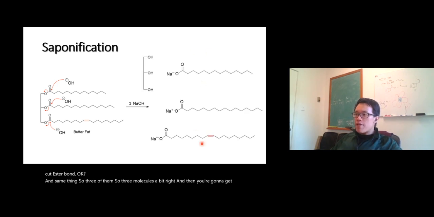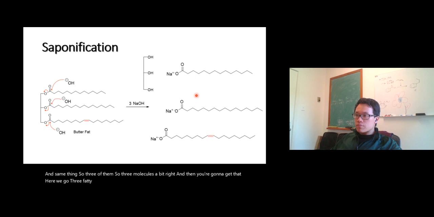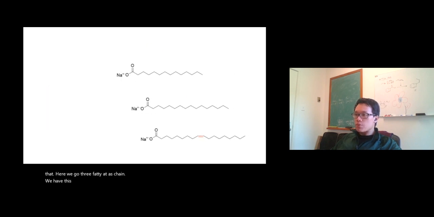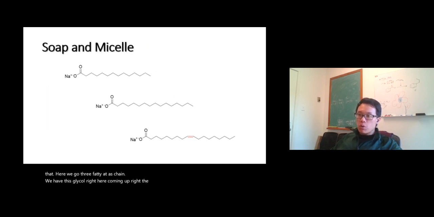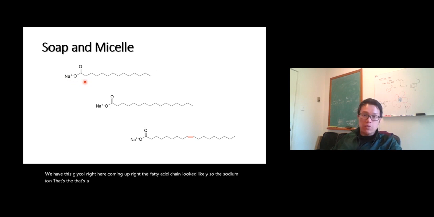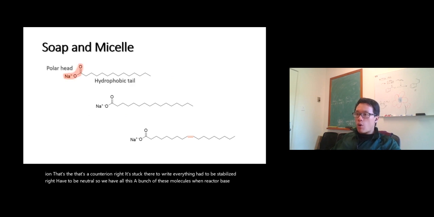Here we go. 3 fatty acid chains, right? And we have this glycol right here coming out, right? The fatty acid chain looks like this. So the sodium ion, that's a counter ion, right? So it's stuck there too, right? Everything has to be stabilized, right? Have to be neutral. So we have a bunch of these molecules when we react a base and an oil together. So what happened here?